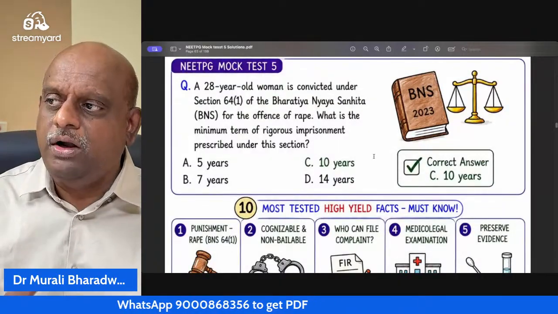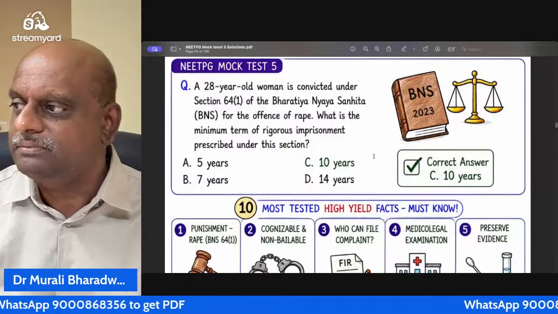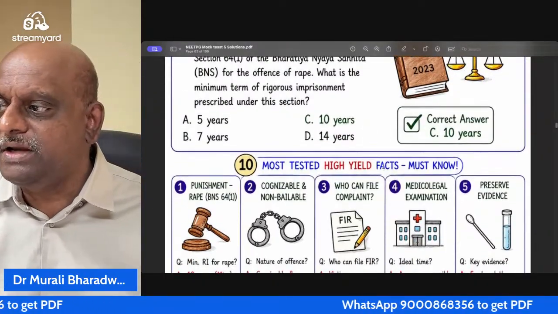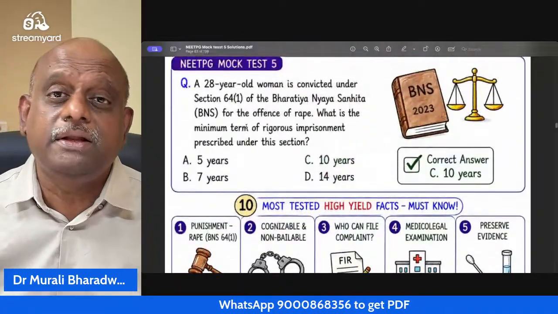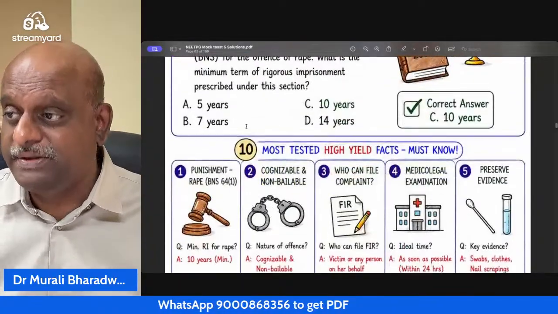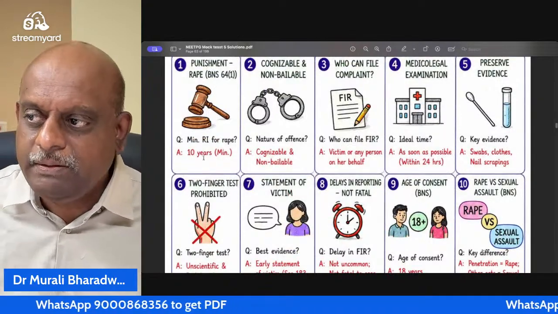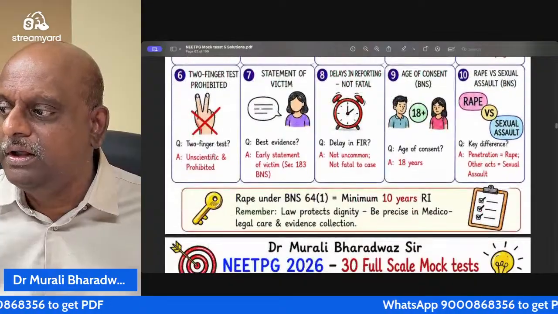A 28-year-old woman is convicted under section 64(1). What are the minimum terms of rigorous imprisonment under this? 10 years. Nyaya Samhita, not Natya Samhita, Nyaya Samhita. Okay. Right. So, minimum rigorous imprisonment for rape is 10 years is what you need to remember.